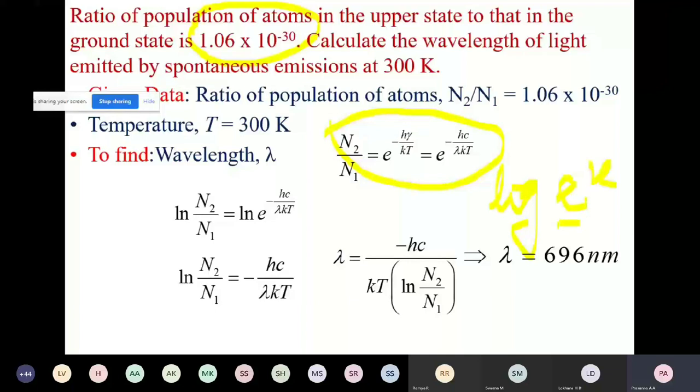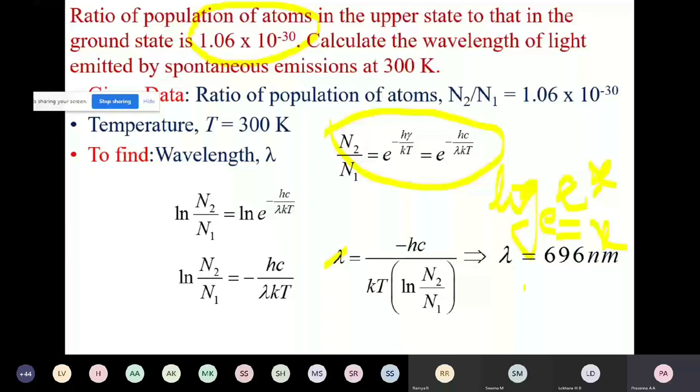That is the simple thing, mathematics. Ln means log base e. I am talking about log base e of e power x is equal to x. I am applying that one here, so that you are getting minus hc by lambda kt equals ln n2 by n1. Rearrange the equation because we need to get the value of lambda and substitute the values given. Logarithm of n2 by n1 you have to take, so that you will find out this answer, 696 nanometer.